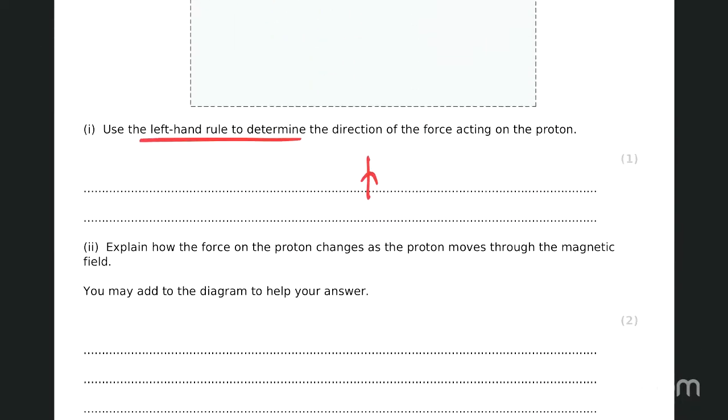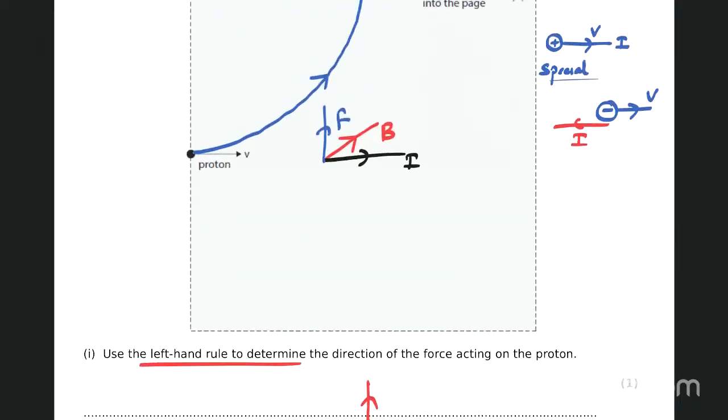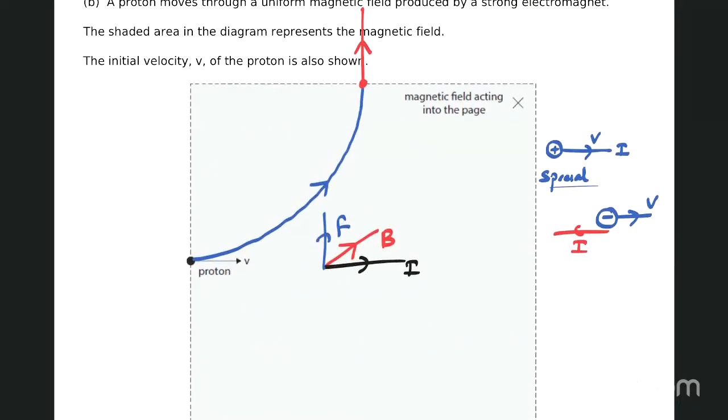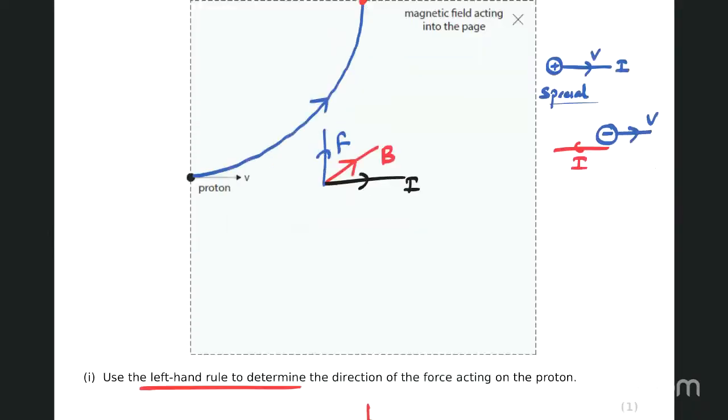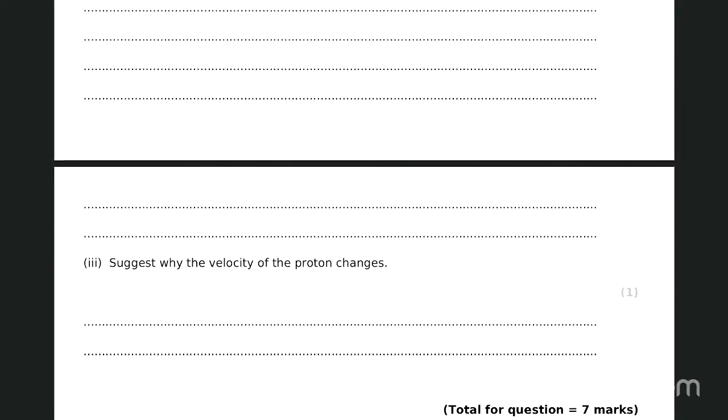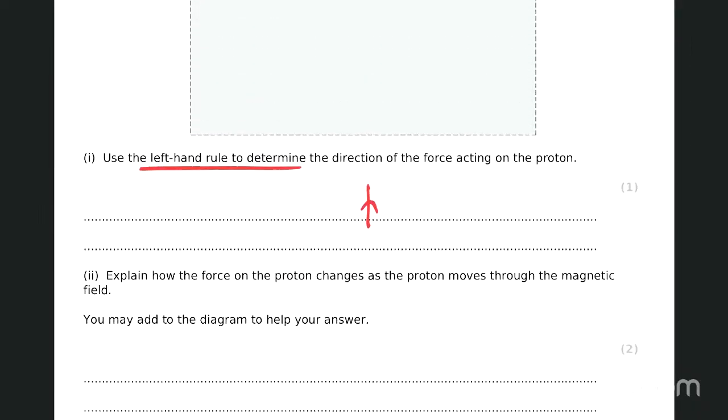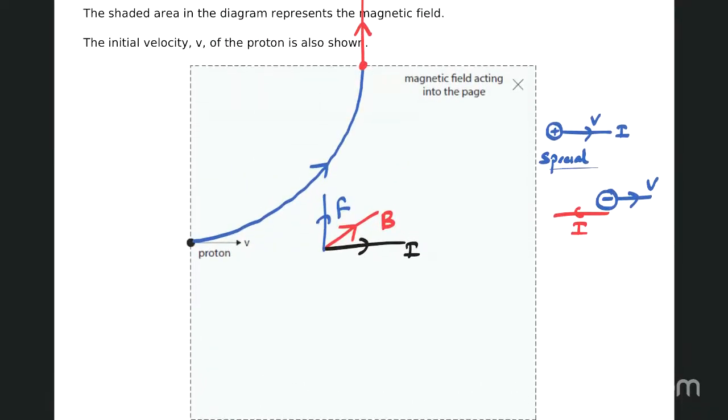Explain how the force on the proton changes as the proton moves through the magnetic field. You may add to the diagram to help you answer. So this is the diagram that you need to draw, right? There's a force acting upwards, which means the path will be changed and the path will be curved like this until it exits the magnetic field. By the way, did you take that magnetic field direction? Why is it given here?